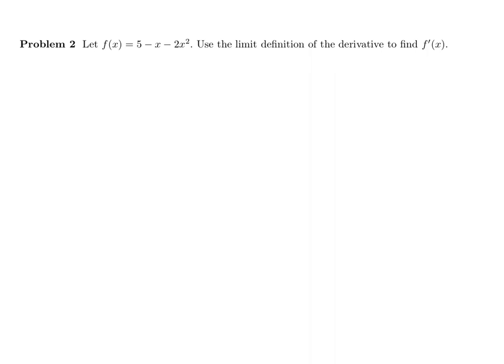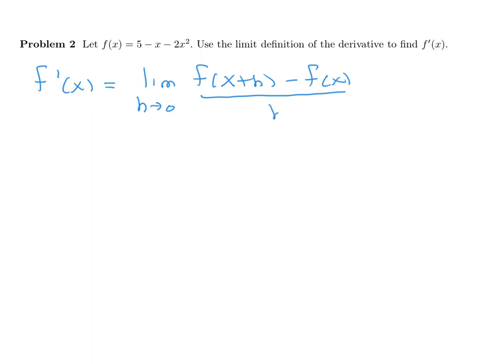In problem 2, we're going to use the limit definition of the derivative to find f prime of x, where f of x is this function here. So part of this problem is actually recalling the definition for the derivative. That is the limit as h goes to 0 of f of x plus h minus f of x all over h. If we plug this information into the function f of x, in place of every single x, I'll put an x plus h.